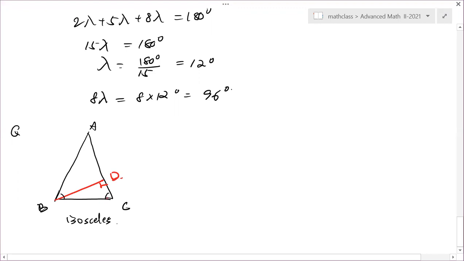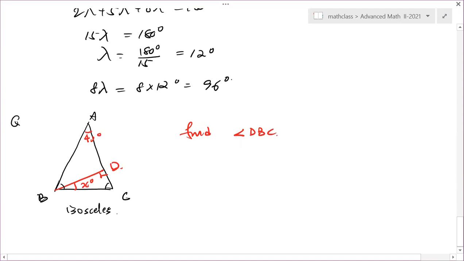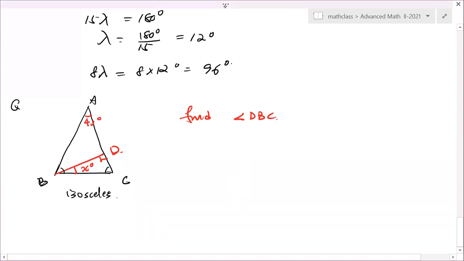So what I know here is this angle is 40 degrees. Now find the angle DBC. Where's the DBC? Find this angle. I call it X degrees. So what is X? Okay, let's work on this. I want you to try first.